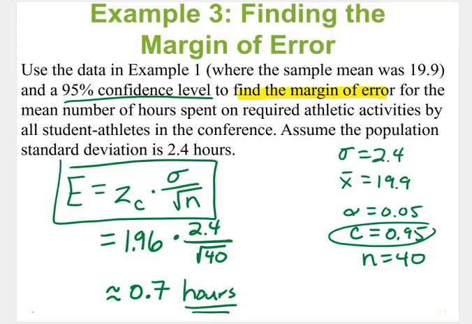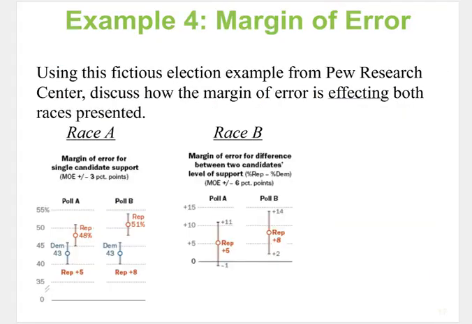Margin of errors you see a lot in polling. So I wanted to show you some examples that I pulled offline. So we are using some fictitious election results that I found on Pew Research, and again, these are all made up, on how the margin of error is affecting both races that are presented. So this is just a discussion problem, and we're just going to take a look at these races. So let's look at race A.